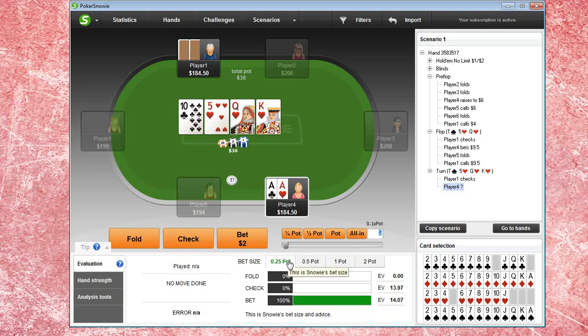And again, if we underbet it here, more than likely he's going to raise us. And when he raises us, we can fold. So I just want to even look at this scenario real quick, okay?